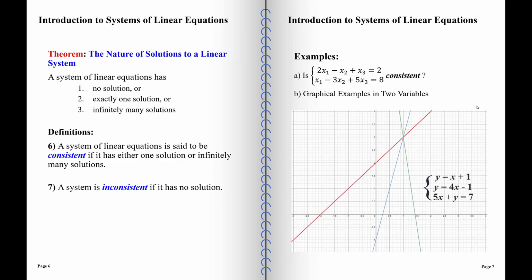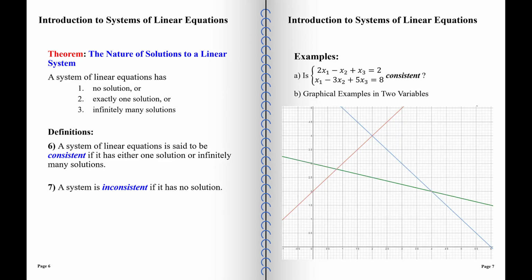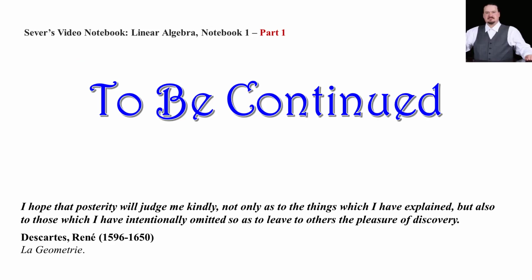And here's just a bonus graph, again, in two variables. Here's another example of a system of three equations that has exactly one solution. And just so you don't think that it has to do with parallelism, here's an example of three equations, again in two variables, that has no solution. There is no single point that is on all three lines.